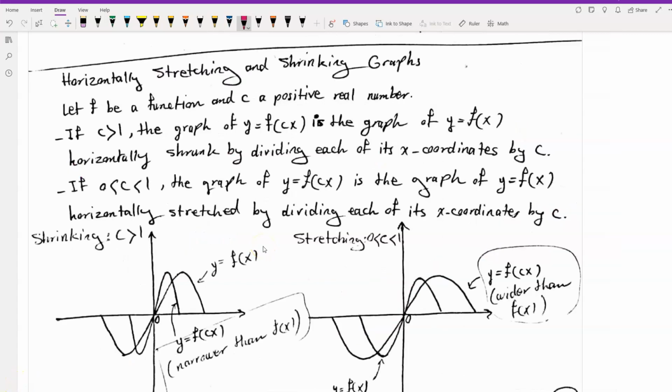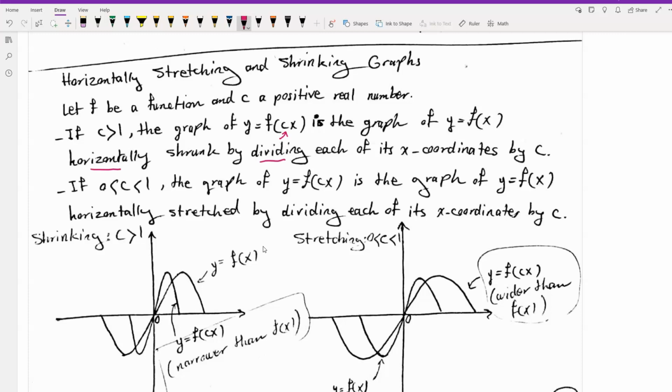Now this part we have horizontally stretching and shrinking graphs. Let f be a function and c a positive real number. If c is greater than 1, the graph of y equal to f of cx. So in this case, instead of having c times f of x, we have f of c times x. The graph of y equal to f of x is horizontally shrunk by dividing. So here, instead of multiplying, we have dividing.